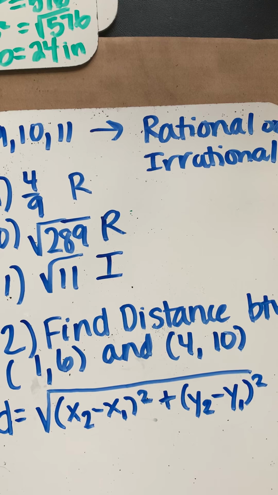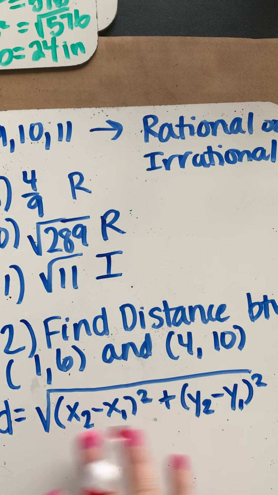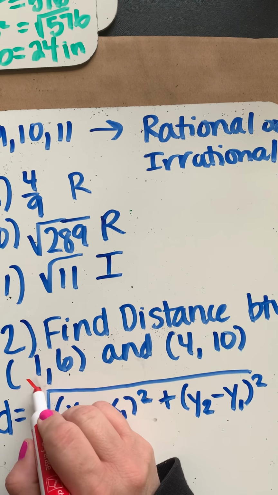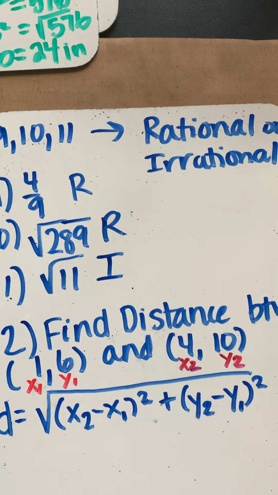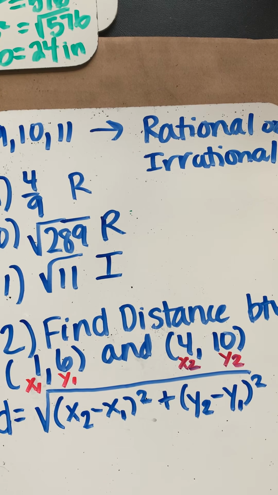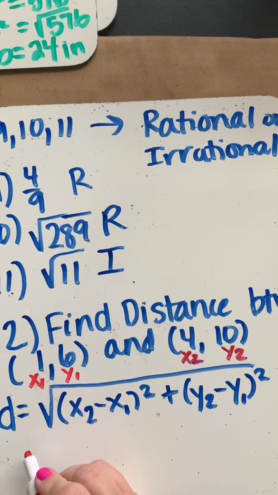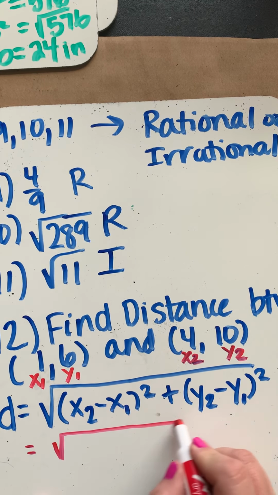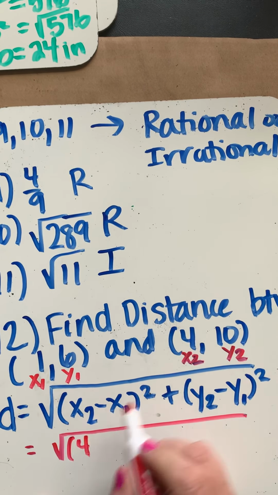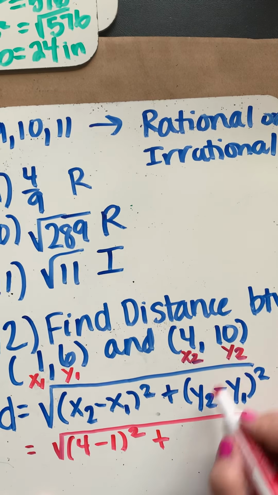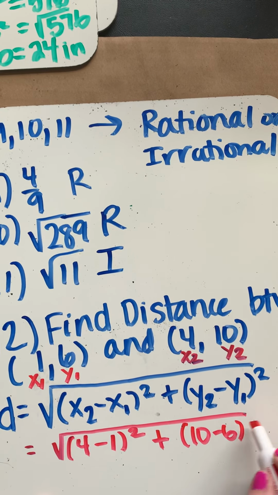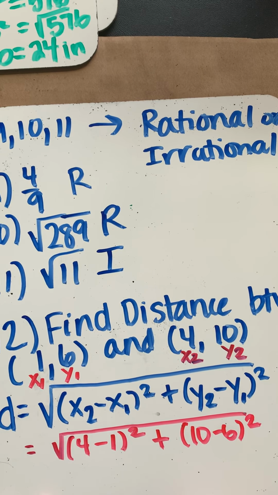That means I need to label my points. Okay, before I do anything, this is all prep work, writing the formula, labeling the points. This is x1, y1, x2, y2. So use that info, plug it into your formula, and the rest is a piece of cake. So you have 4 minus 1 squared plus 10 minus 6 squared.